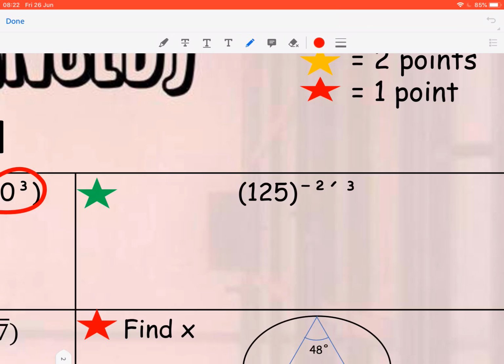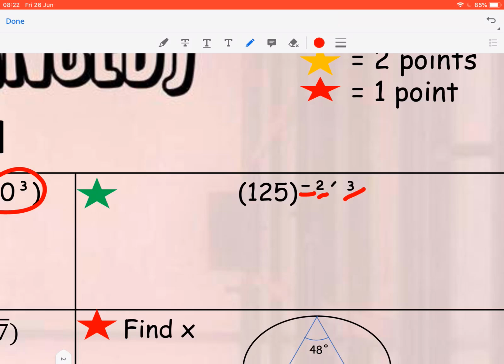This is what we're doing today. If you do get it now, it's brilliant, really good. If you don't get it now, you will understand by the end of the day. There are 3 rules going on here. There's the negative rule, there's this 2, which still means squared on top of the fraction, and there's the bit on the bottom of the fraction, which means cube root. Because it's a 3, it means cube root.